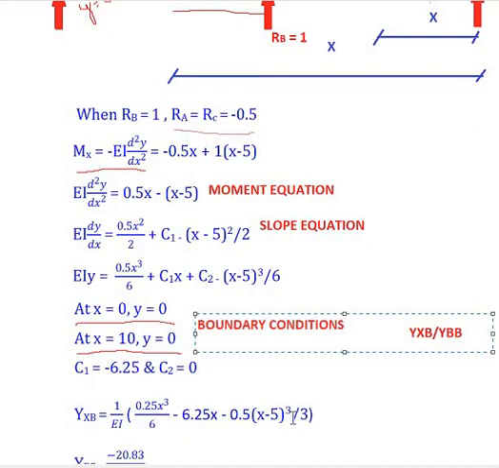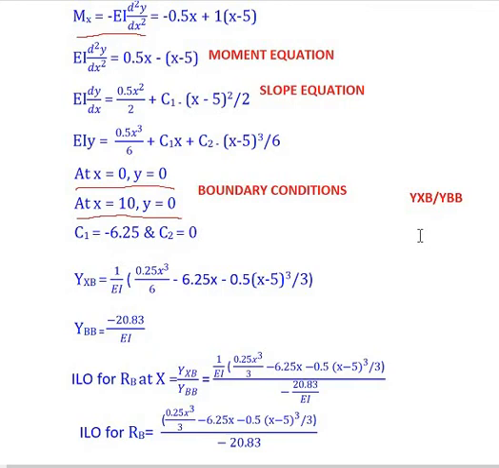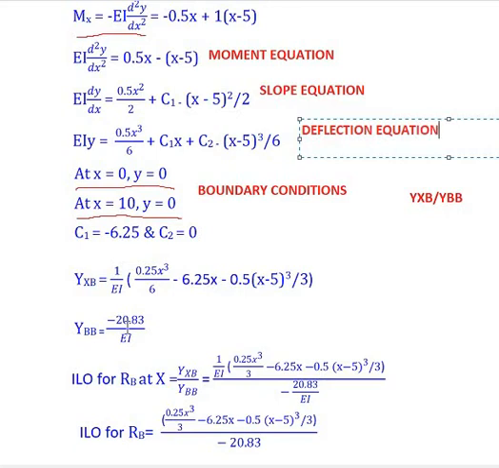Next we can frame the equation. Our aim is to find out yxb and ybb, and then divide both to get the influence line ordinate for the reaction at B. First I am going to find out yxb. Very simple: in this deflection equation we have to substitute y as yxb, and then simplify.